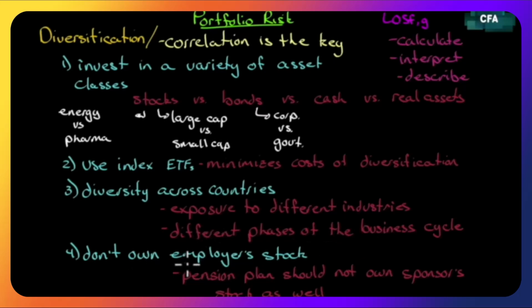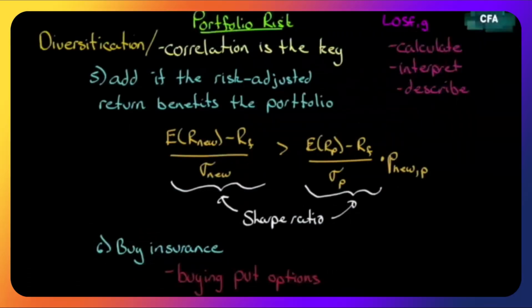Number 4, don't own your employer's stock. That's not diversification, that's concentration. Especially the pension plan, as I've already mentioned before. It should not own the sponsor stock. You can also achieve diversification or lower portfolio risk by adding assets if the risk-adjusted return benefits the portfolio.